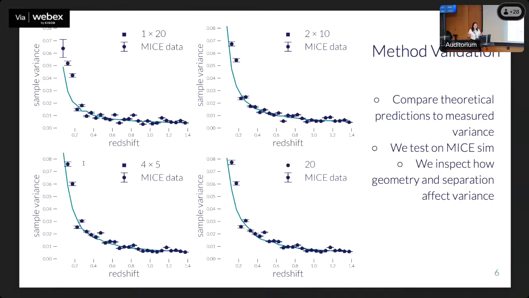We find that the 1 times 20 degree, the most elongated rectangle, has the least sample variance. And this is because it is capturing the most large scale modes inside that elongated rectangle.